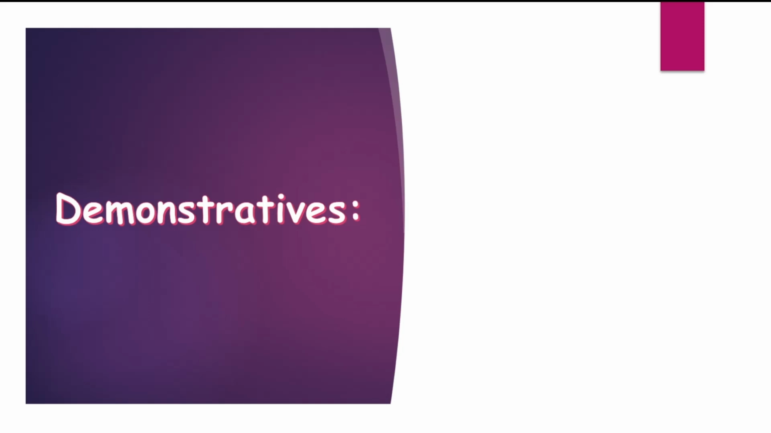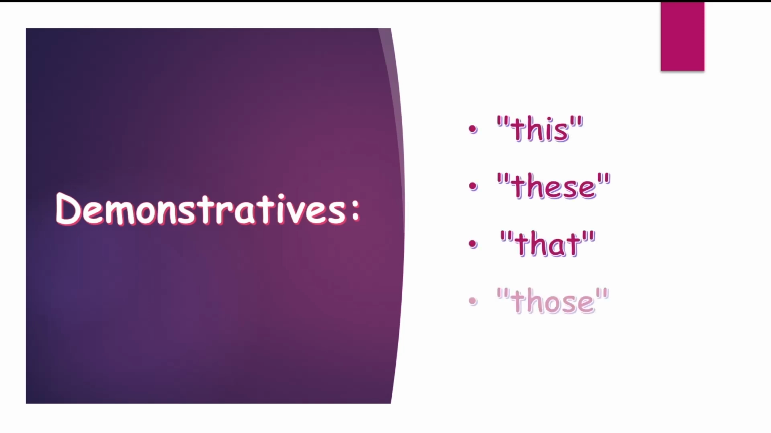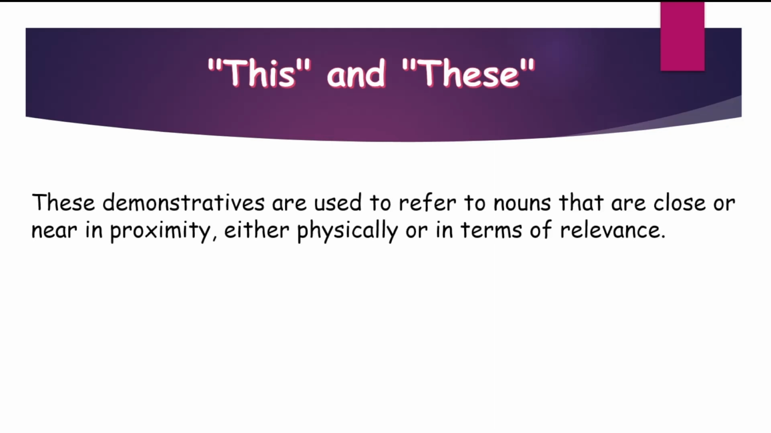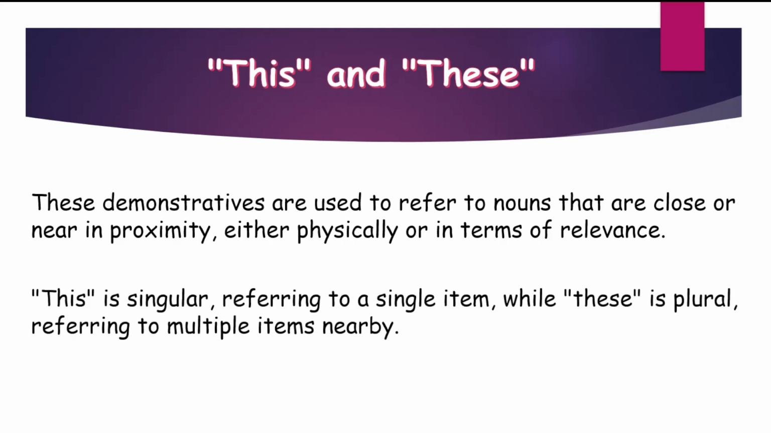The next type is the demonstratives. The demonstratives are this, these, that, those. Let's discuss this. The first is this and these. These demonstratives are used to refer to nouns that are close or near in proximity, either physically or in terms of relevance. This is singular, referring to a singular item, while these is plural, referring to multiple items nearby.